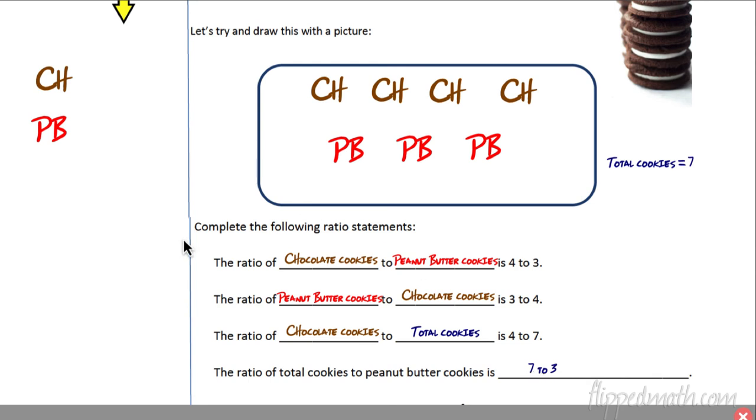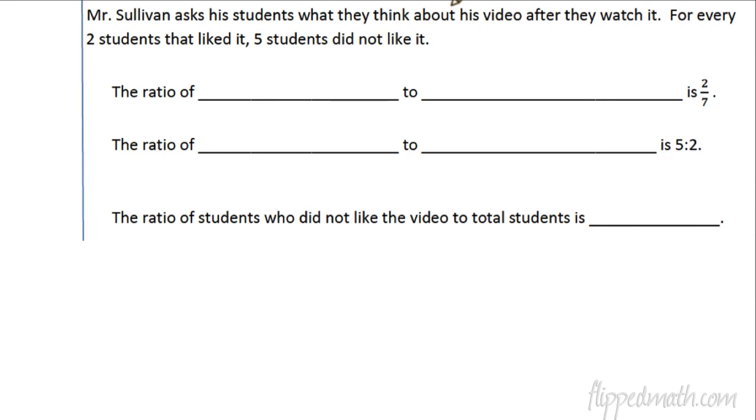Easy enough, right? So let's look at this next example, which is very similar, but it's a little bit different in 2 parts, and I'll show you where. Mr. Sullivan asked his students what they think about his video after they watch it. And for every 2 students that liked it, there were 5 students that did not like it. So the first thing I'm going to do is notice that that's a total of 7 students. So the first 2 statements here, the ratio of something to something is, and what is this? This is a fraction. This is another way to write 2 to 7. So we can use a fraction to represent the ratio. It just means the same as 2 to 7.